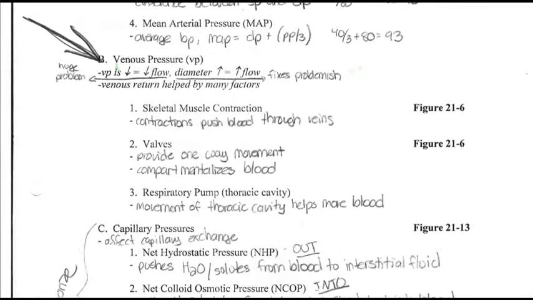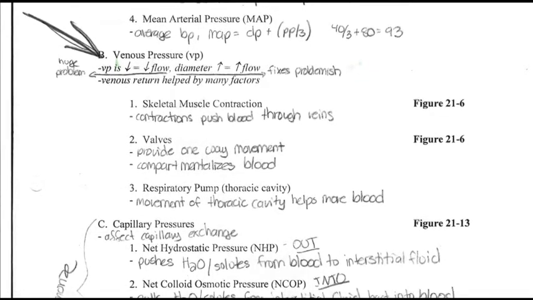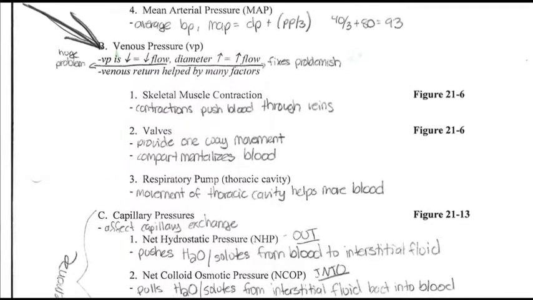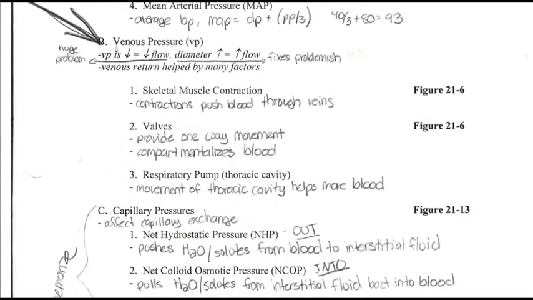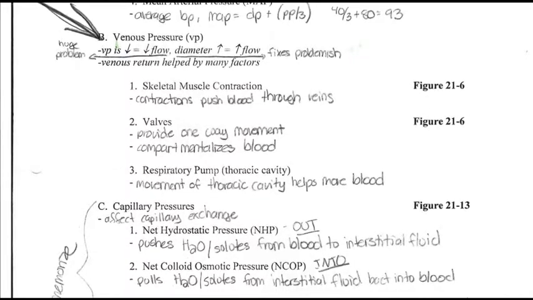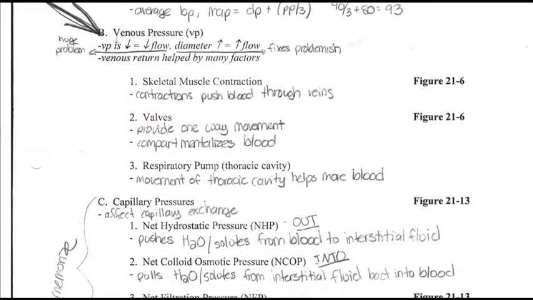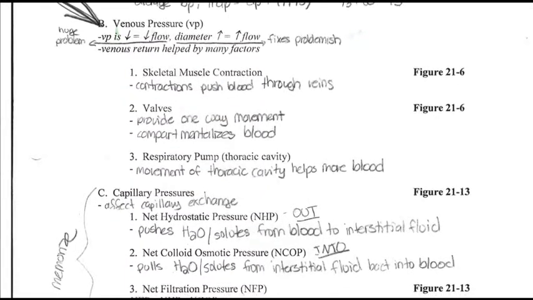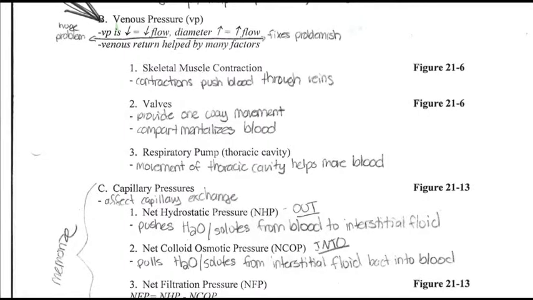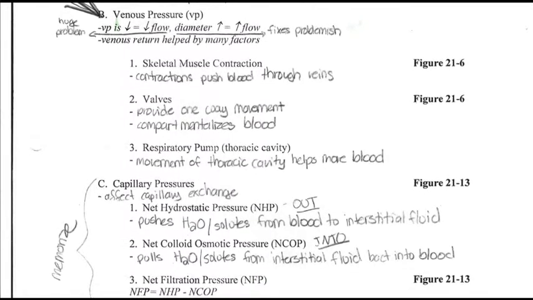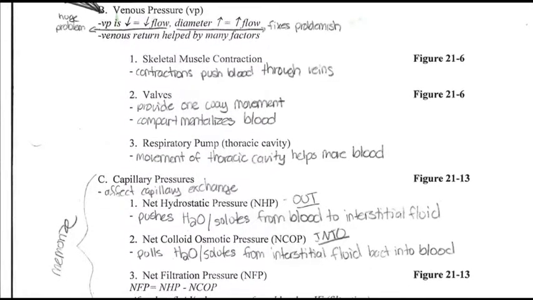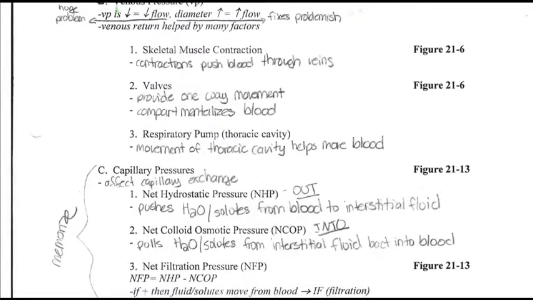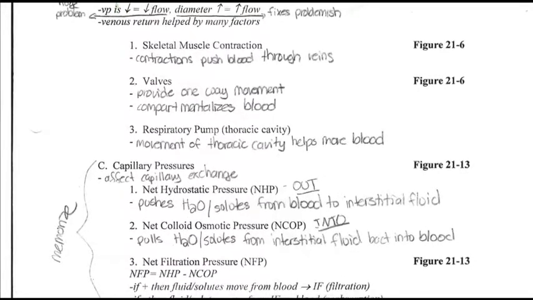The three factors that Dr. McCann gives us are skeletal muscle contractions, and under this, contractions push blood through veins, and then valves. Valves provide one-way movement. Valves compartmentalize blood. And the third factor he gives us is the respiratory pump, which is thoracic activity. Movement of the thoracic cavity helps move blood.